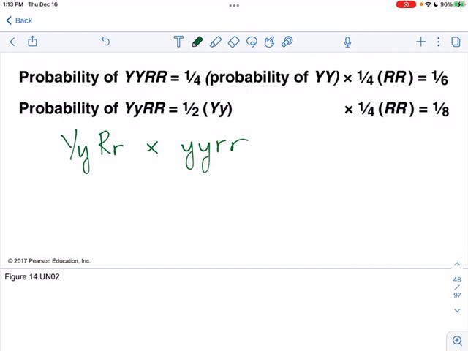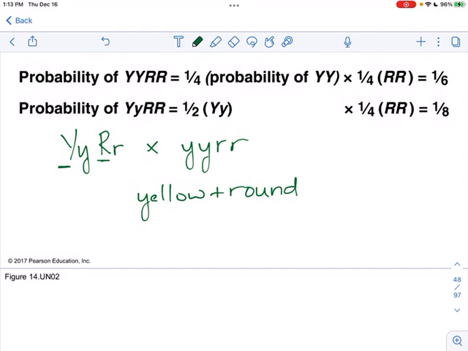I can do either a phenotypic or a genotypic probability. So phenotypic, I could ask, what are the possibilities of getting yellow, which is the dominant trait, and round, which is the dominant trait of the second. Big Y is what codes for yellow, big R is what codes for round. So from that cross, what would be the probability of that happening?